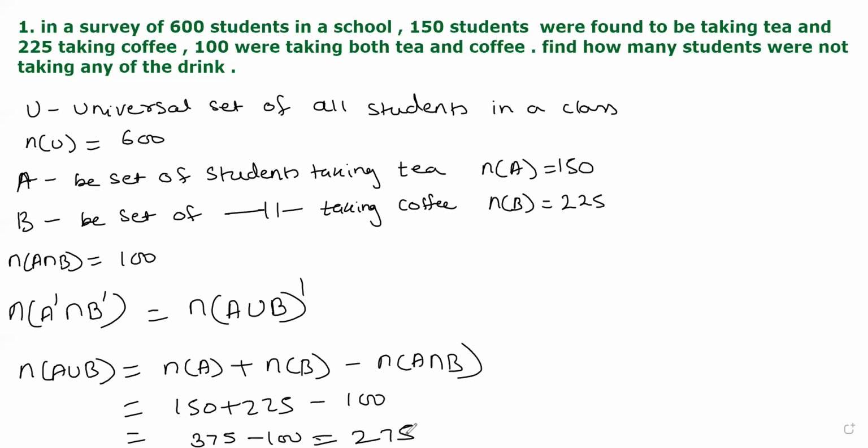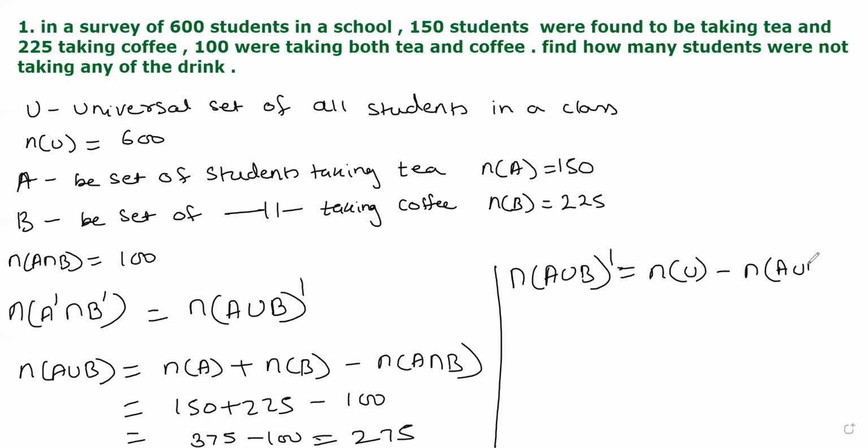Your total is 275. A union B is 275. Total people are 600. So how many do not take? Now number in (A union B) complement is number in universal set minus number in A union B. That will be 600 minus 275. You will get your answer, 325, right? 325 students are not even taking tea, not even taking coffee.